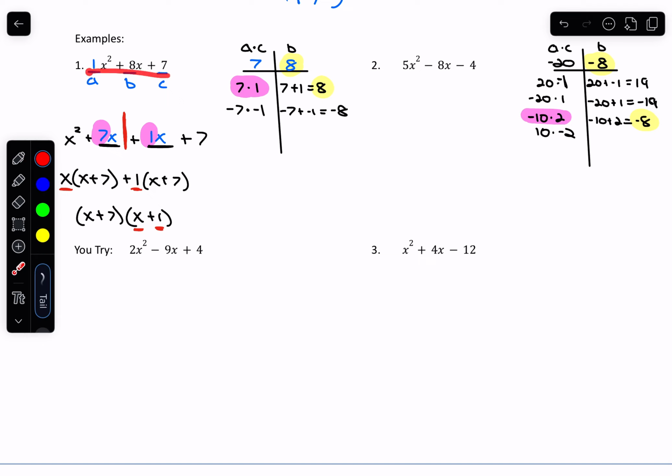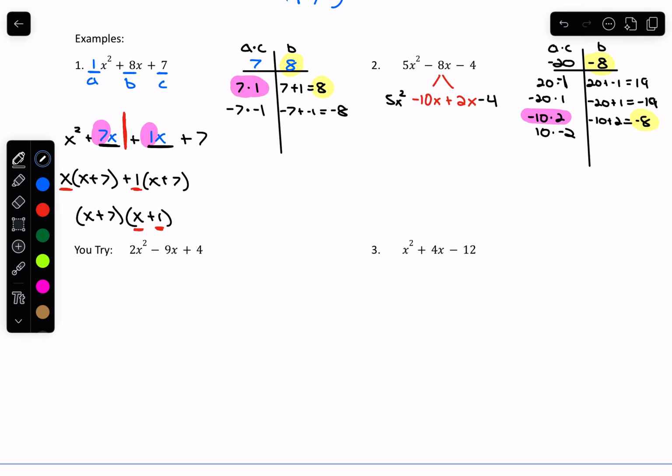So in the first problem, I wrote the a, b, and c here, but normally I go directly to splitting this negative 8x in the middle to be negative 10x plus positive 2x. Normally I draw two little lines out of that middle term. The negative 8x is really just negative 10x plus 2x. And then I write the other two parts of the problem around it, so the 5x squared in front and the negative 4 in back.